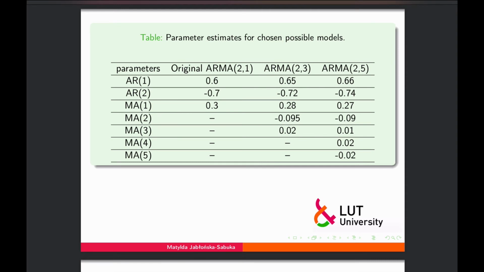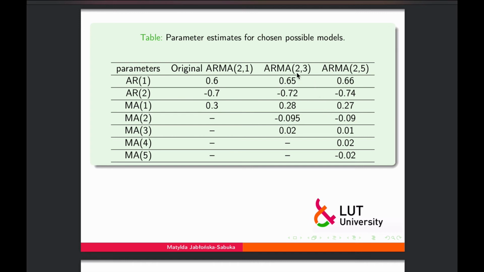So when you don't know what to do, you can overfit. So you fit a bigger model on purpose, and then you check the coefficients that you have obtained. So now the original values in our ARMA that I have generated were 0.6 and minus 0.7 for AR1 and 2, and then for the MA component was 0.3.